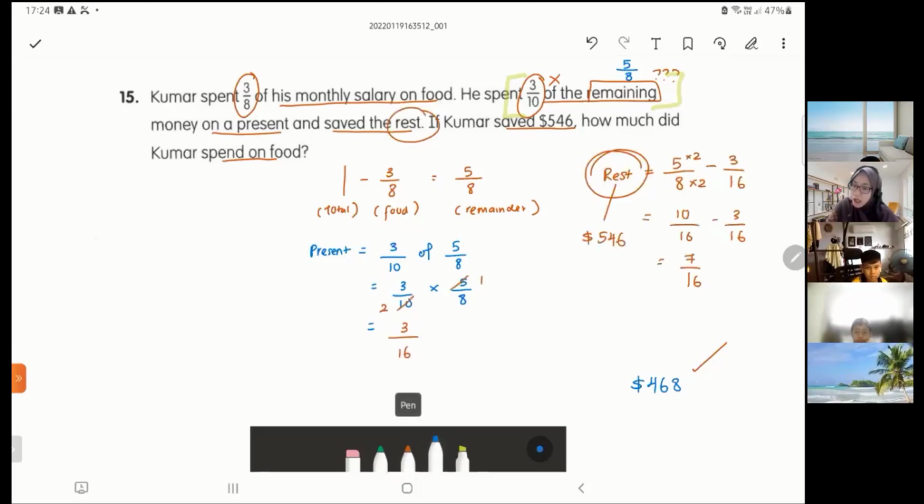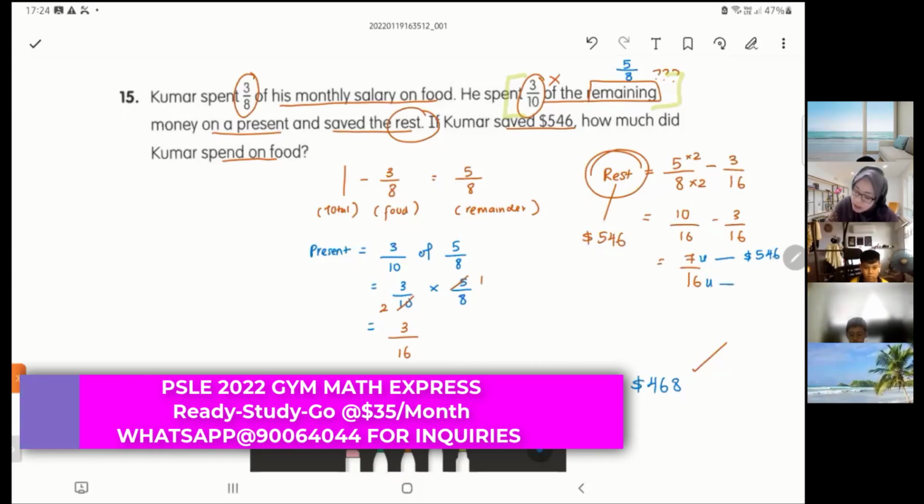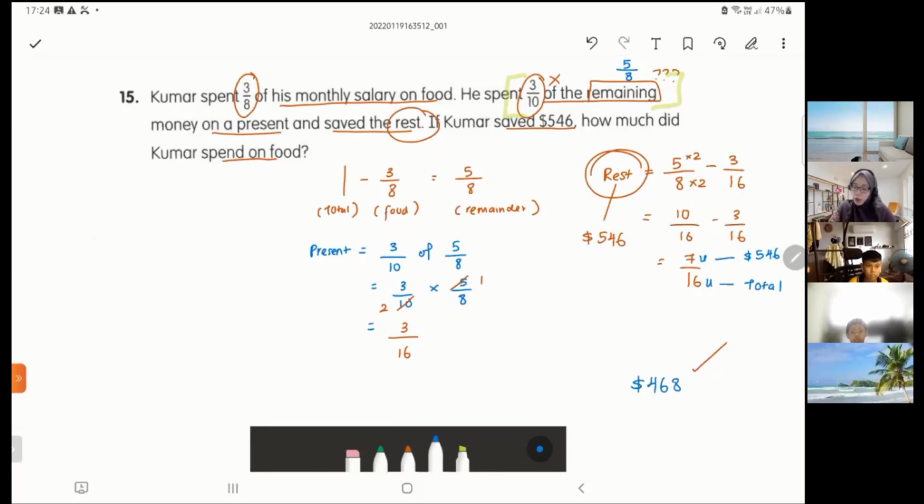Now, let's interpret from the fraction there. This is 7 units, this is 16 units. This is my 546. This is my total, right? So do I want to know the total? No, I just want to focus on this. 7 units is 546. So 7 units represent 546. Find your 1 unit. Okay, 546 divided by 7 equals to 78. Now I want to know how much he spent on his food. So the food is actually 3/8 of his monthly salary.